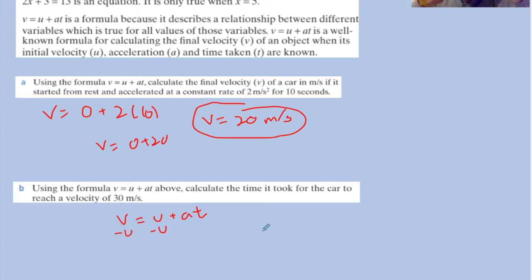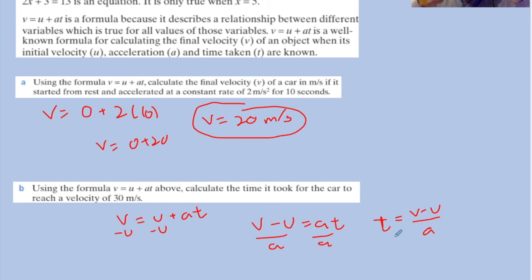I can't do anything there, so I'm going to end up with v minus u equals at. I just want t, so I'm going to divide by a. And so my new formula for time is going to be my velocity minus my initial velocity, over my acceleration.